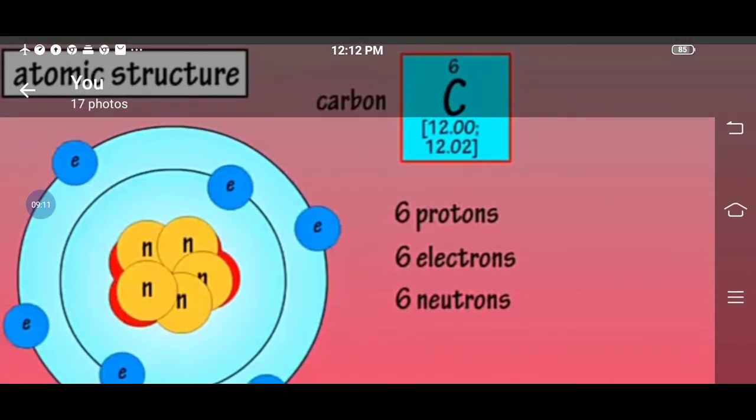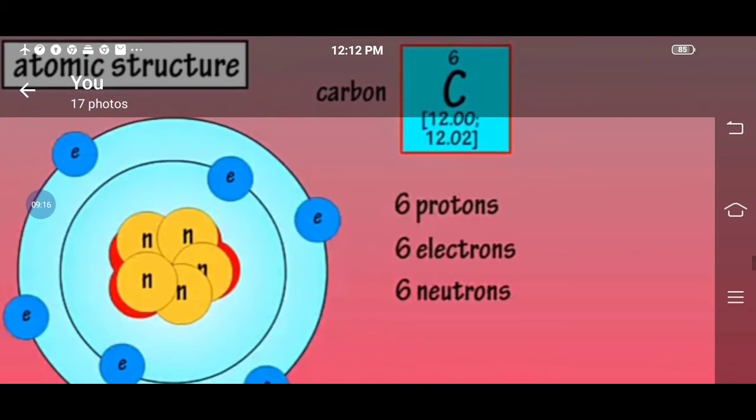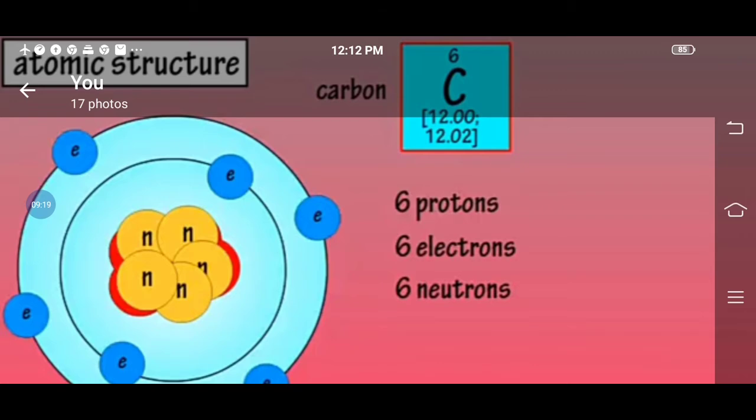Carbon has atomic number 6. That means there are 6 protons, 6 neutrons and 6 electrons. The atomic number is 6 and the mass number is 12. The atomic number represents the number of protons and also the number of electrons, so 6 protons and 6 electrons are there. Since the mass number is 12, 12 minus 6 is equal to 6, which is the number of neutrons.